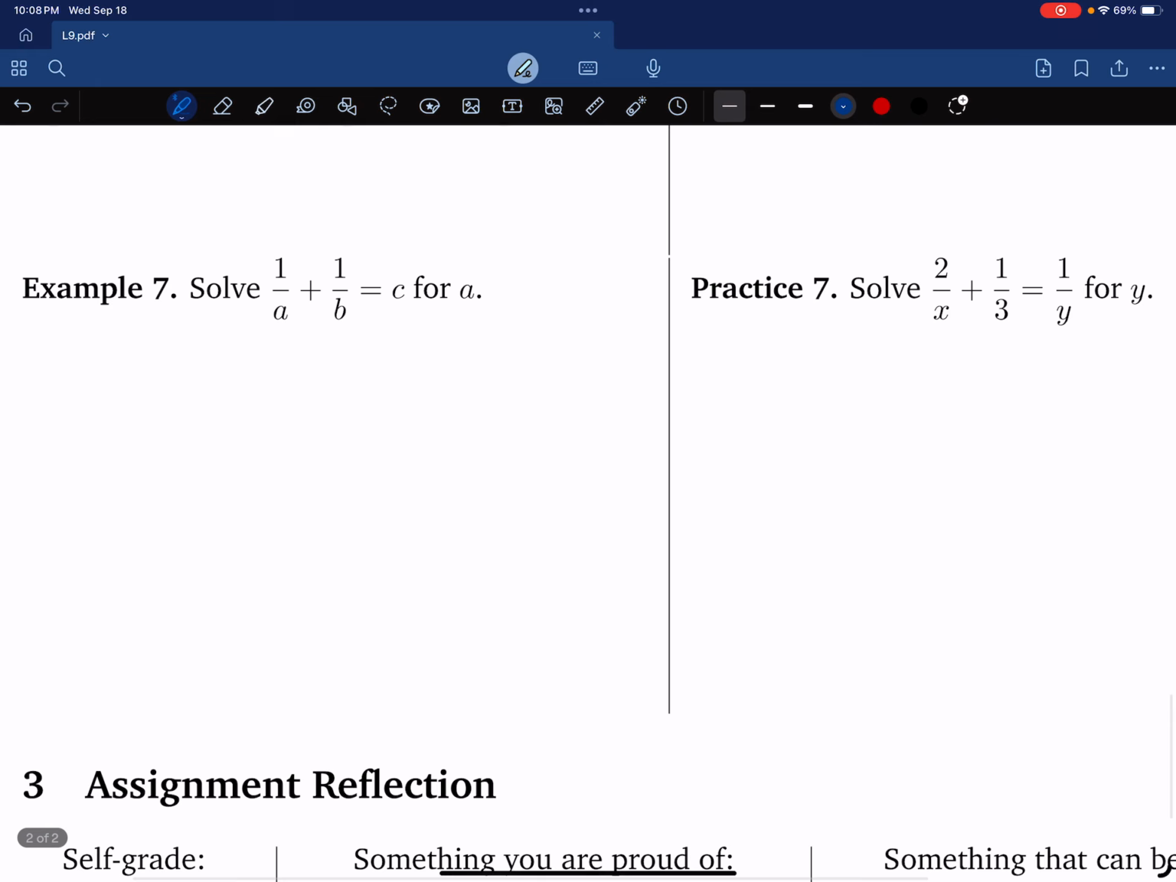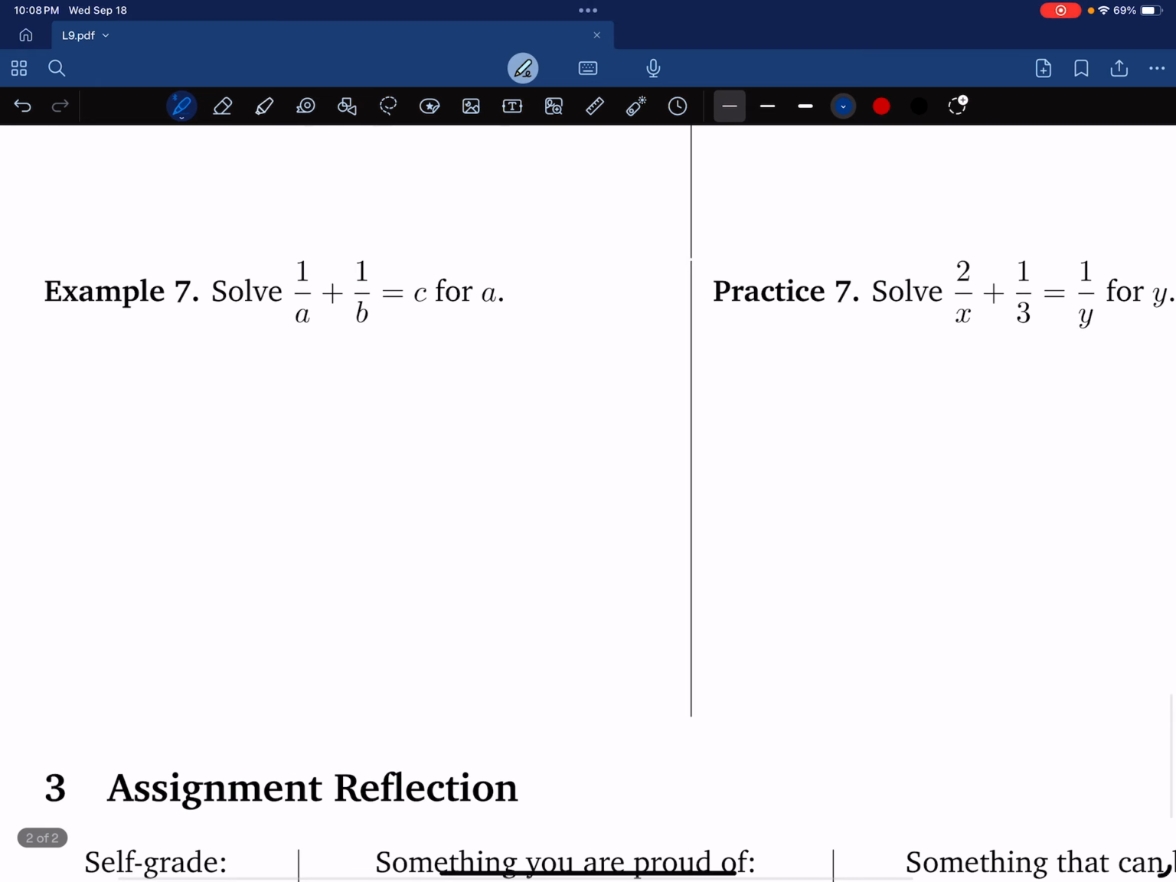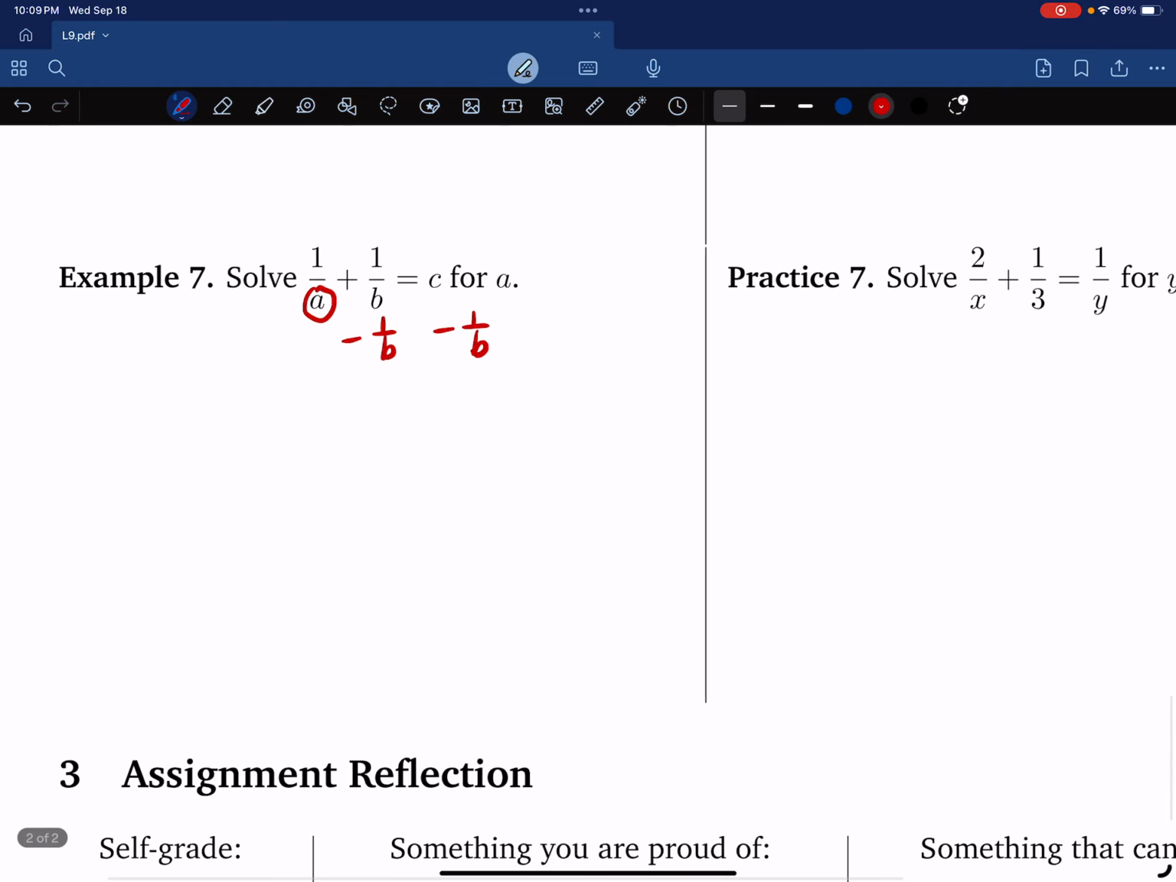All right, example 7. We have 2 more problems left. This one is: solve this equation for A. Let's circle that. It's right here. So one thing I'm going to do is subtract 1 over B from both sides, because I want to isolate A, but I do have a 1 over A.